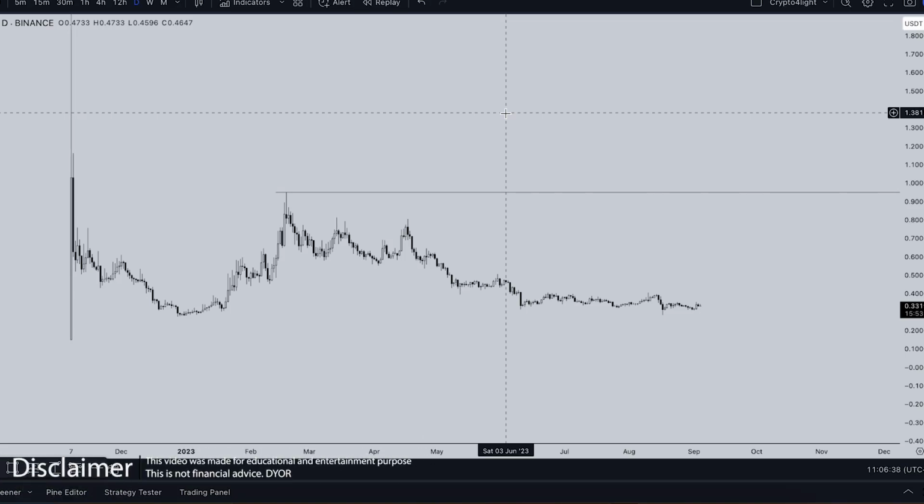Today we'd like to talk about the HashFlow potential targets for 2023 at the next upcoming bull run. Let's dive in.